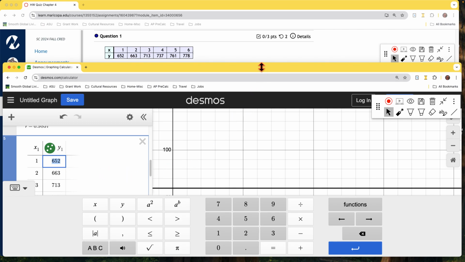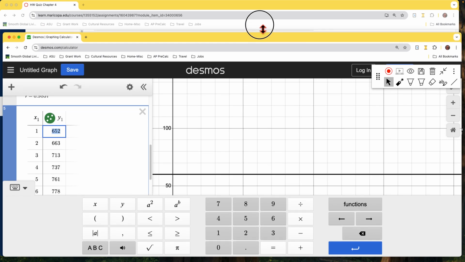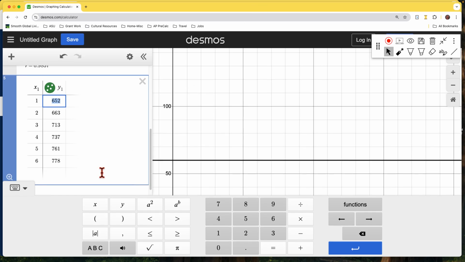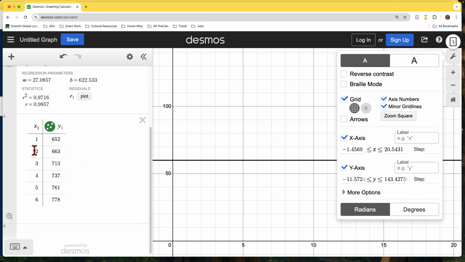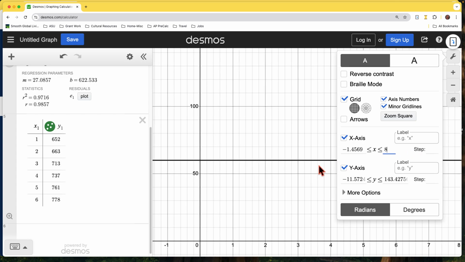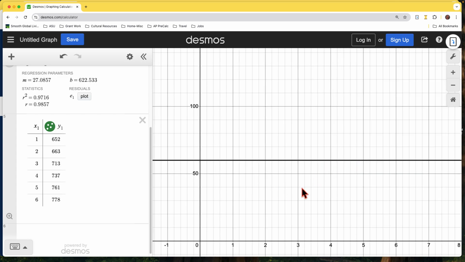And again, if you're doing the quiz, you'll probably have slightly different numbers, but that's the way this thing works. What we're looking at mainly is to get the process down. So what would be a good window to look at these? Well, I see my x is going from 1 to 6. So on my x-axis, I'll go from -1 to 8. Again, just to be able to see it all.